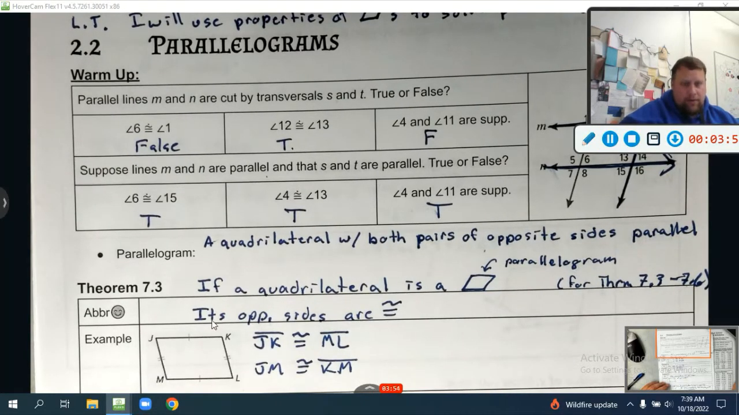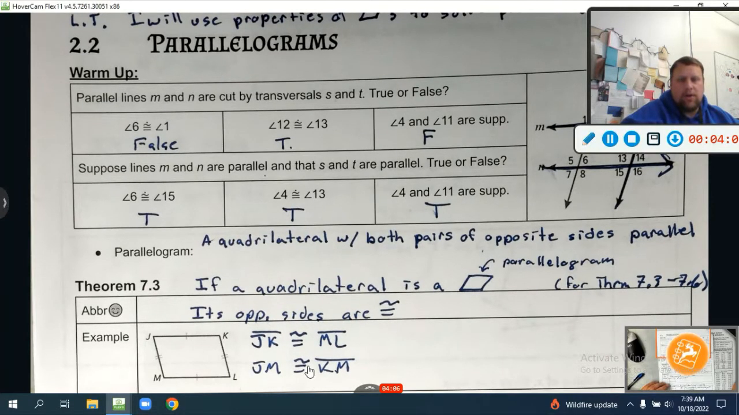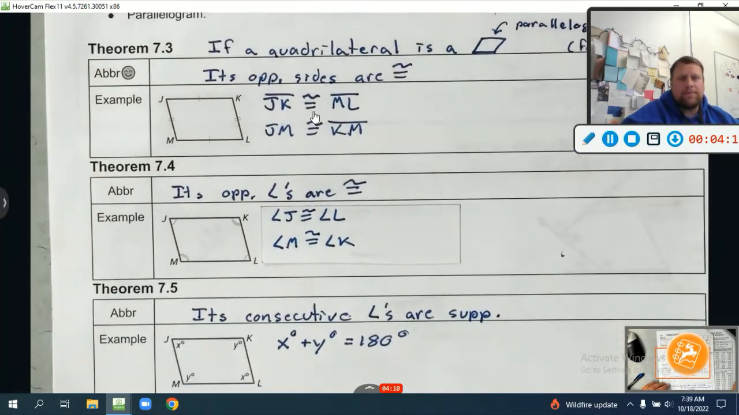Here's what I know, theorem 7.3. Its opposite sides are congruent. So side JM is congruent to KL, and side JK is congruent to ML. Okay, those opposite sides are congruent. Again, pause as we go, write it down, and I'm going to go pretty quick.